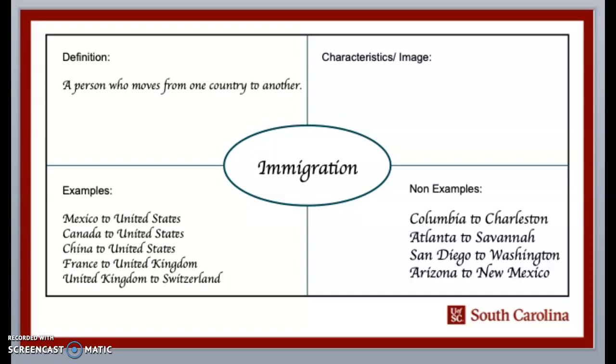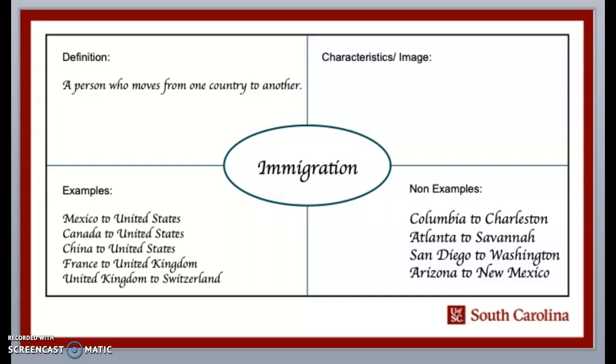Non-examples would be like traveling from the city of Columbia to Charleston, or Atlanta to Savannah, San Diego to Washington, or Arizona to New Mexico. The reason why is because you're moving within the same country, whereas with examples, you are moving from country to country. Many of my students love to say the opposite of it, exactly. So when I had war, some of them would be very simple, like peace. Okay, yeah, that's a non-example. Or not war. No, this is one thing.